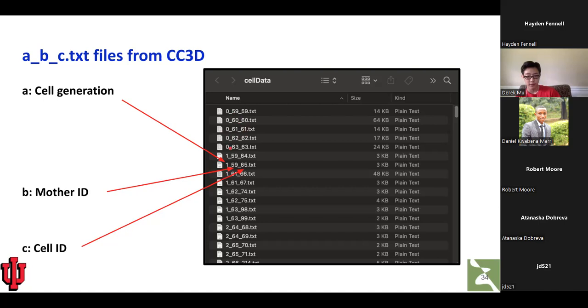These five files with zeros for generations are the 5 spawned cells. And then these files below are second generation cells. B is the mother ID, so it would be the ID of the mother cell. For this cell right here, the mother ID is 59, so we know that 59 is the mother cell. And then C is a cell ID, so for this cell, 65 is the ID of the cell. And in total, there were around 267 text files for all the cells.